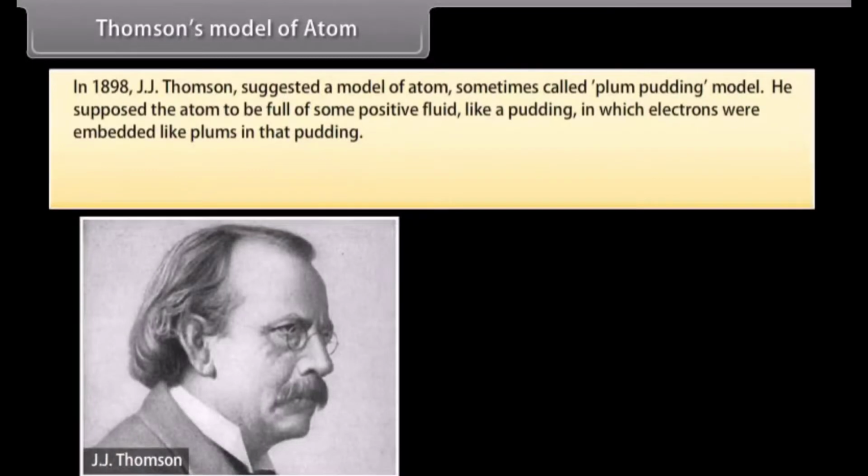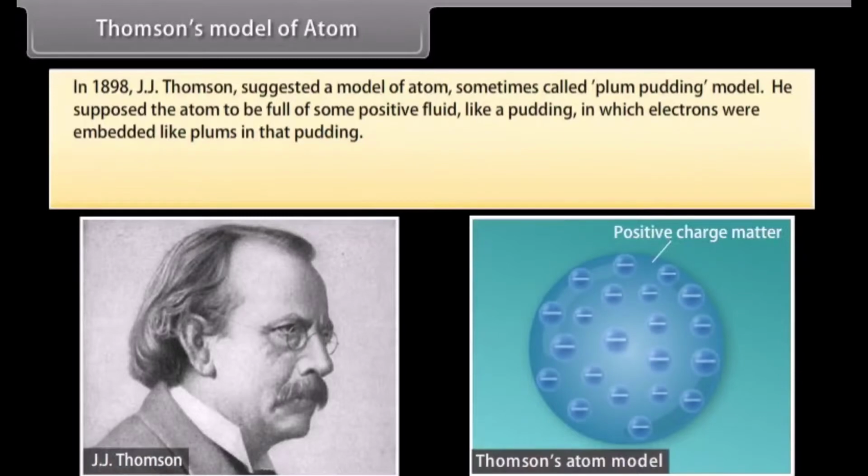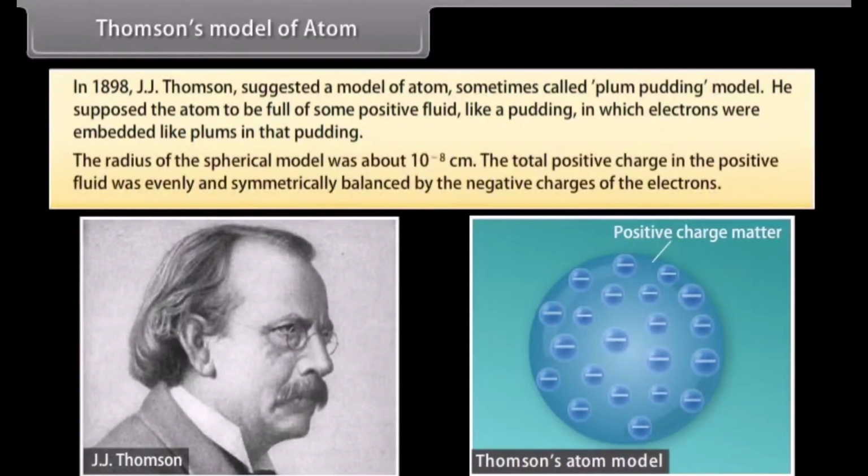Thomson's model of atom. In 1898, J.J. Thomson suggested a model of atom, sometimes called the plum pudding model. He supposed the atom to be full of some positive fluid, like a pudding, in which electrons were embedded like plums in that pudding. The radius of the spherical model was about 10^-8 centimeter. The total positive charge in the positive fluid was evenly and symmetrically balanced by the negative charges of the electrons. But this model was discarded because it failed to satisfy the results of the experiments performed by Rutherford.